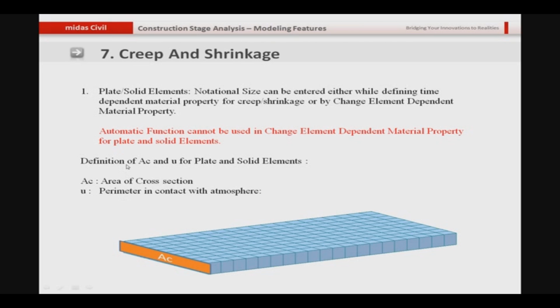So for that you will have to define the notational size manually, and this is how the notational size can be defined manually. The area of cross section will be the entire area of cross section of the deck. So let's say this is a deck here, and I have modeled it as a series of solid elements, as you can see. And the notational size will be the area of cross section, which is this cross section, divided by the perimeter in contact with atmosphere, multiplied by 2. So this is how you will determine the notational size, and this notational size will be assigned to individual solid elements.